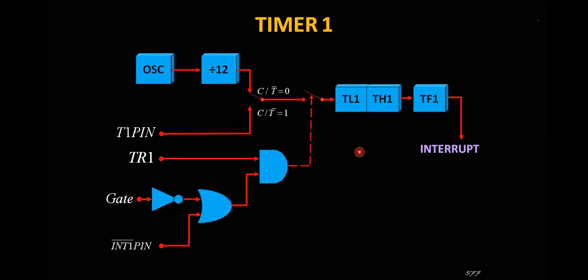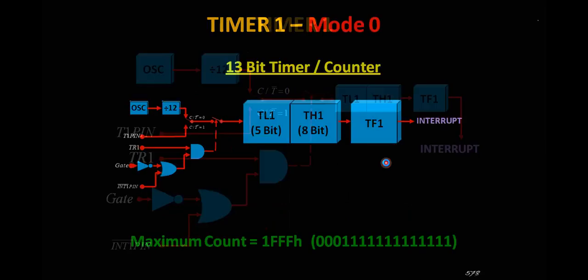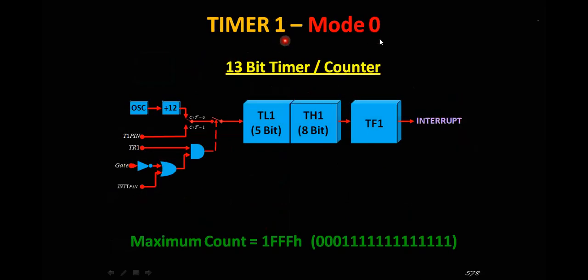And this is a timer 1 circuitry. Same circuitry. The difference is here you will get a TH1 and TL1 and timer overflow flag bit. So timer 1 in mode 0. So 13-bit timer mode. So here 8-bit and 5-bit. So this is a maximum value. Same, timer 0 in mode 0 is same as timer 1 in mode 0. Only these timer values will change.